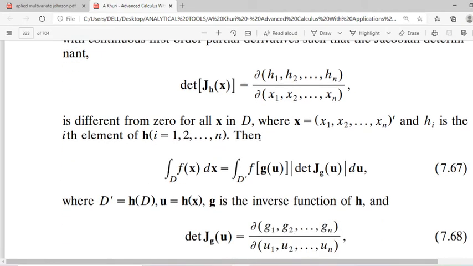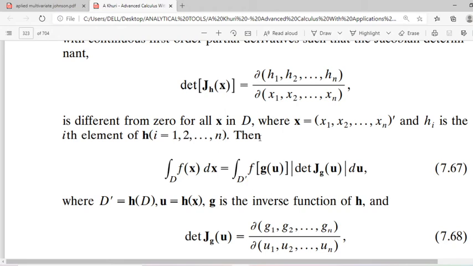So the integral over D of f of x dx is the same as the integral over D dash of f of g of u, where g is exactly what? You know, u is equal to h of x. Then x equals h inverse of u. So g is the inverse function of h. That means h inverse of u is g of u. So f of g of u into the determinant of Jg of u du.